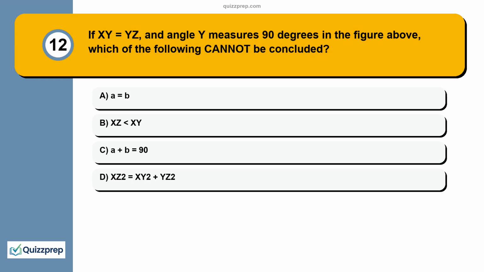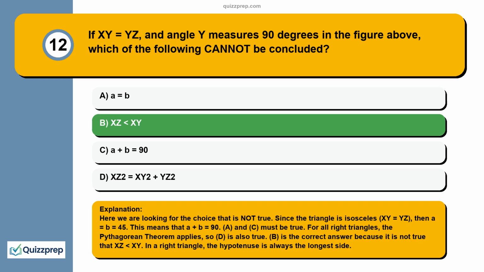Question 12. If XY equals YZ, and angle Y measures 90 degrees in the figure above, which of the following cannot be concluded? A: a equals b. B: XZ equals XY. C: a plus b equals 90. D: XZ squared equals XY squared plus YZ squared.